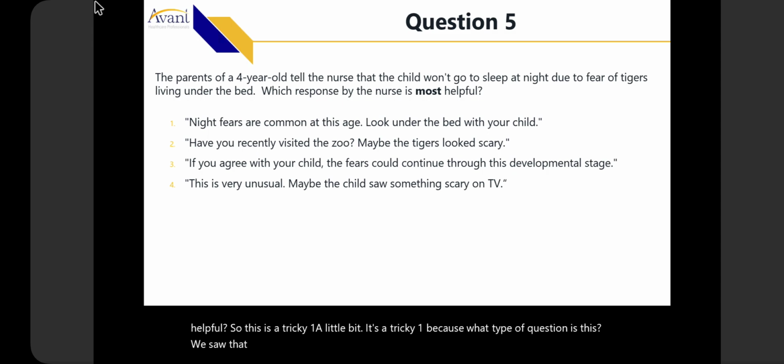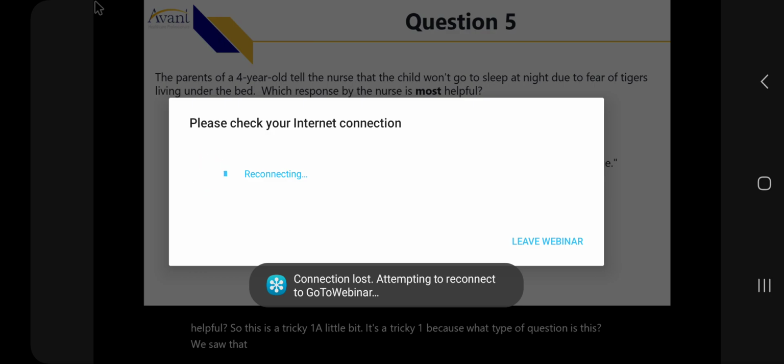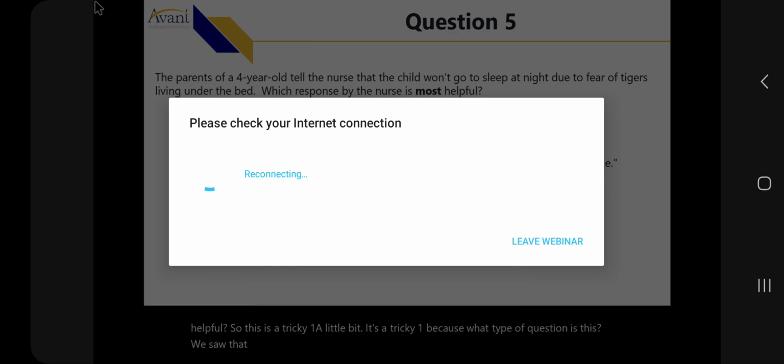So they've made it tricky, and this question is both a prioritization question and a therapeutic communication question, all right? We've done a lot, but talk to me real quick, therapeutic. What are some of the things that we should do in therapeutic communication? We always want to listen to our patients, right? And want to provide correct information, right? Acknowledge and listen to what they're feeling, and we also want to provide information.